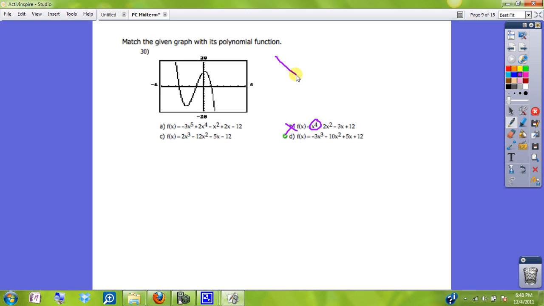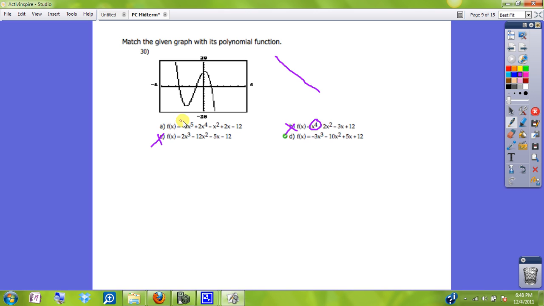And just like a line, which is an odd degree equation, by the way, it is a negative slope here. So we're going to have a negative leading coefficient, which disqualifies letter C. And finally, how do we determine whether it's A or D? Well, this is one that we haven't really taken a good look at a lot. So this would be a great time to do that.